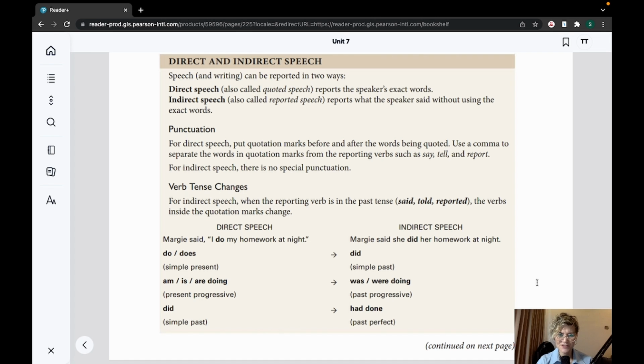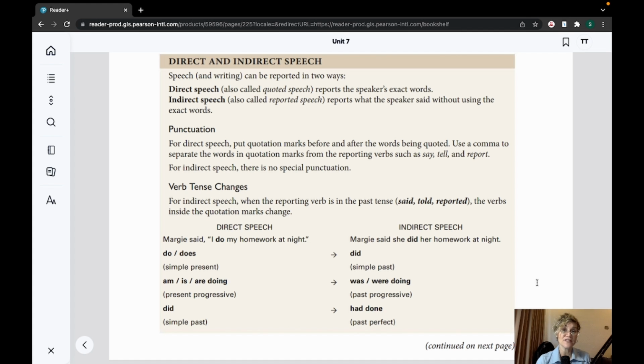So for instance, direct speech: Margie said, "I do my homework at night." The indirect speech would be, Margie said she did her homework at night. So do or does changes to did. And that is because reported speech is something that has been said before. So when you report it, it's already past. So everything would then change to a past tense form.